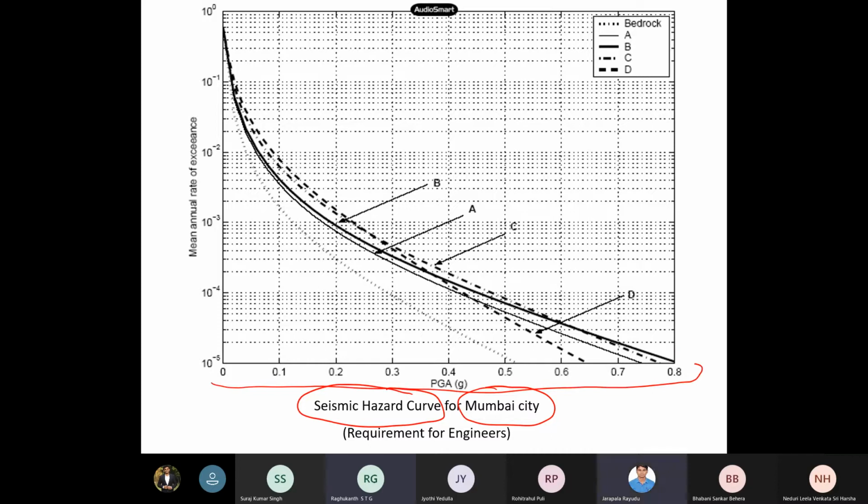IS code gives only one number, but from the seismic hazard analysis, what is the design value for Bombay City? It lies from 0 to 0.8. You can design for any value. You can design for 0. You can design for 0.8. We have plotted only up to 0.8, but you can even plot up to whatever value you like.